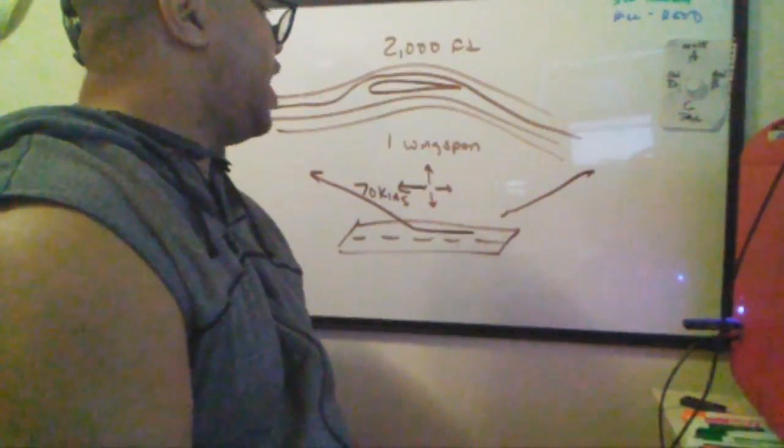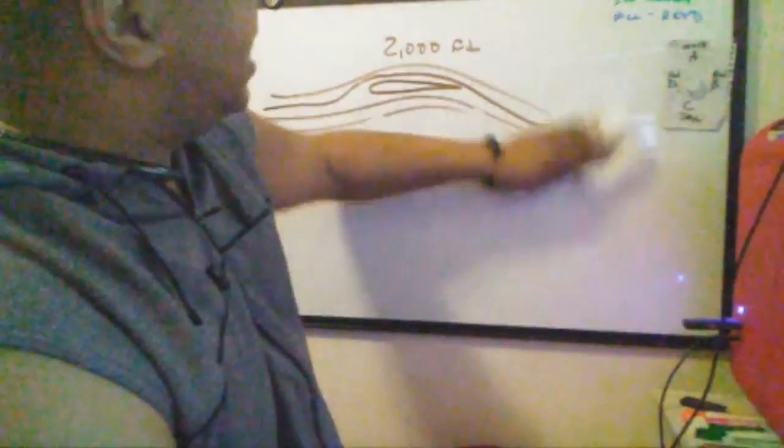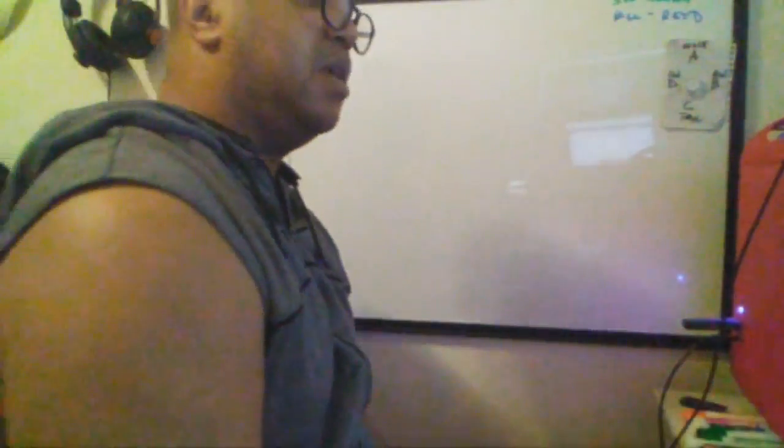Okay, since we're talking about takeoff and landings, I want to know about, what is the function of flaps? Tell me what they do. Why do we use them?